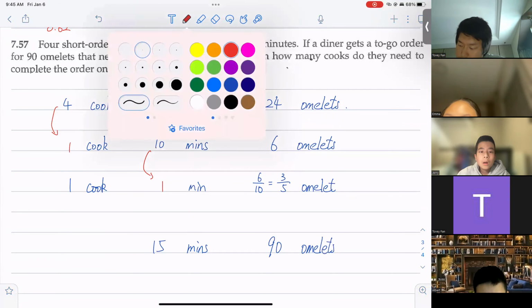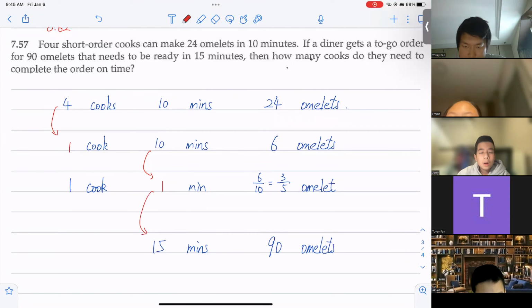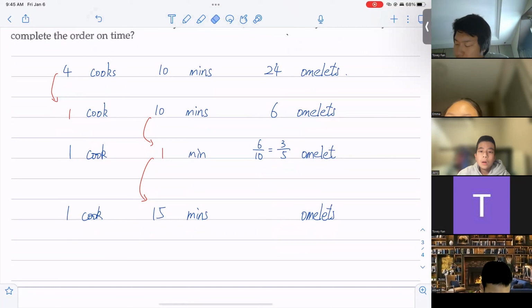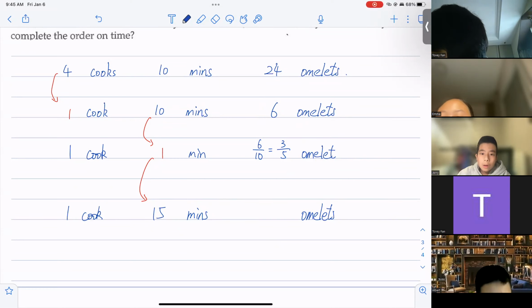So first, notice that we have 15 minutes. Okay, so think about this. If we only have one cook, only one guy, in 15 minutes, how many omelets can he make? One cook in 1 minute can make 3 out of 5 omelets. What about 15 minutes? In 10 minutes, he can make 6, right? What about 15 minutes? Albert? He can make 9 omelets. 9 omelets. Very nice. Okay, so Emma, Jerry, see if that makes sense?